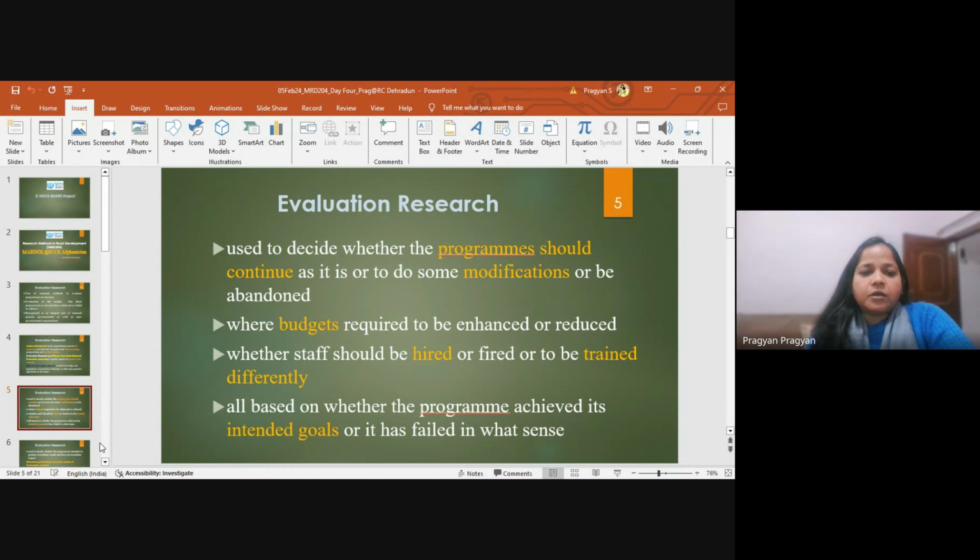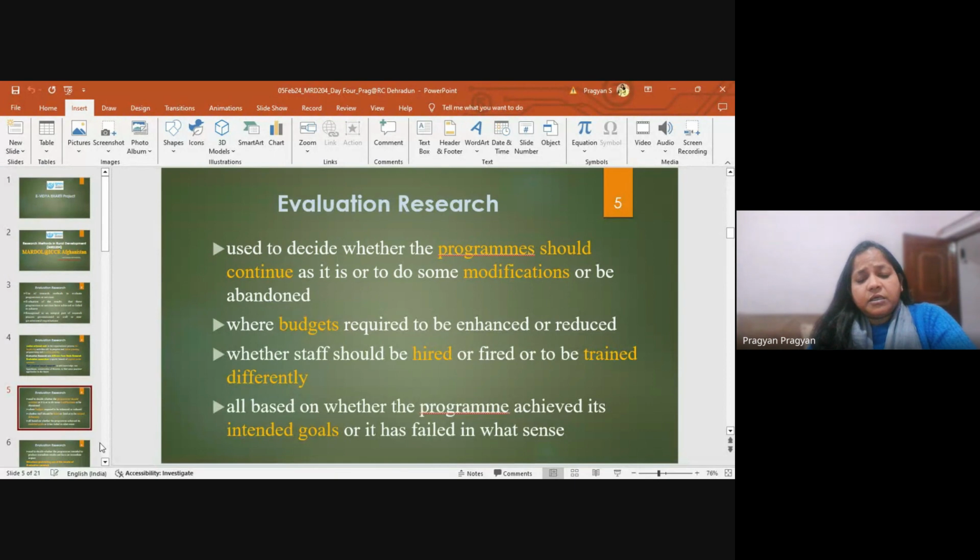So there are also short term objectives that can also enhance the outcome or the impact in a particular development program. So it can also evaluate the budget requirement, it can also evaluate the training level, and the requirement related to the training skills of that particular development agency.